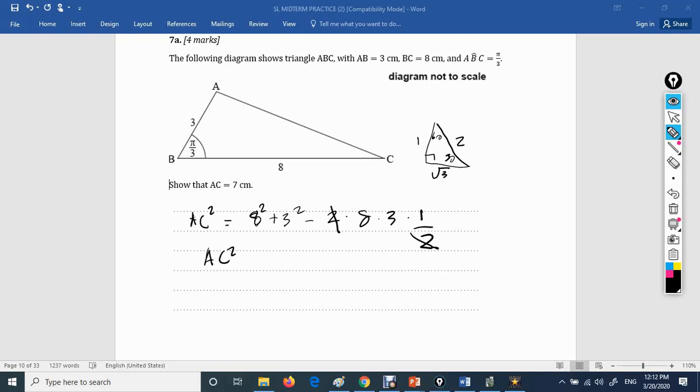So AC squared equals 64 plus 9 minus 24. So that's going to be 64 minus 24 is 40 plus 9, 49. So AC squared equals 49. And the only solution to that is 7. AC equals 7. Why is that? Well, because, although minus 7 is also a possible solution, we don't have negative lengths in triangles. So we have proven that AC equals 7.